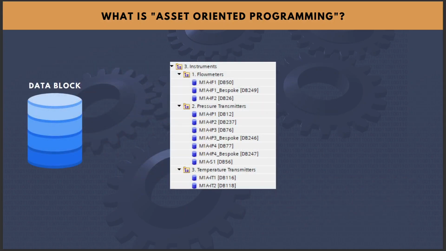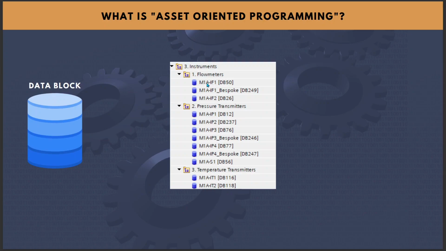So here we have an example of a data block, which is represented by these in our project tree. And each one of our data blocks represents an asset or bespoke data for that asset. We can see here that we have M1A IF1, which is flow meter 1 on system A. And then we have M1A IF2, which is flow meter 2 on system A. And we have the same thing for pressure transmitters, temperature transmitters, and each of these data blocks has a UDT within it that represents or handles the data for that asset type.